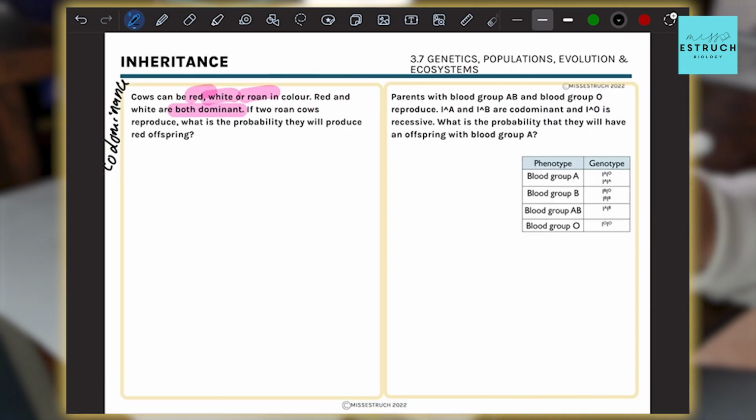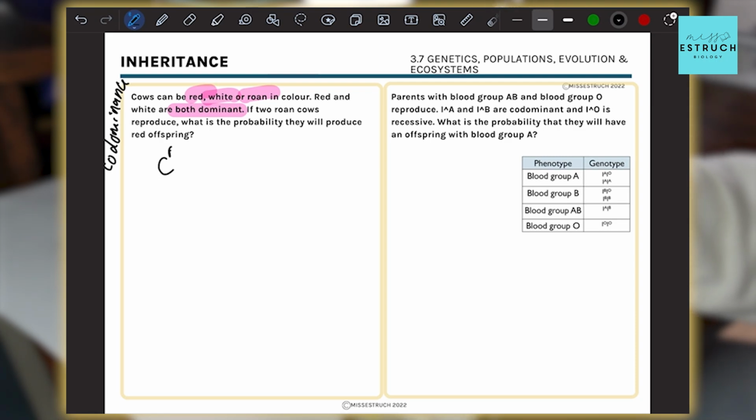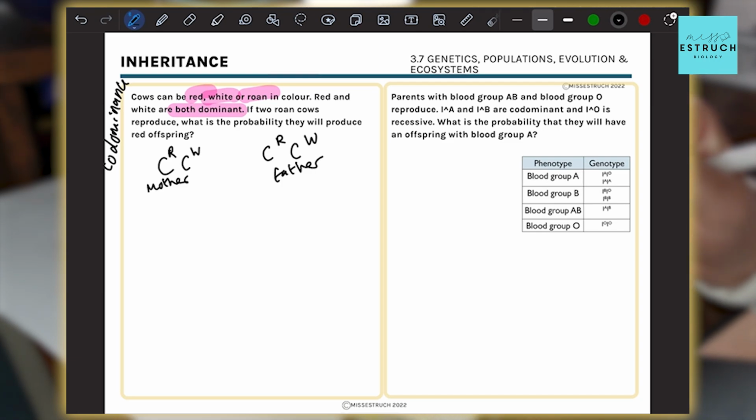This is codominance, which means you have to have a base letter to represent the gene. So I'm going to go for C as my base letter for colour to represent the gene, and then red and white and roan. So if red and white are both dominant, that means it'd be capital R, capital W, and roan must be the codominant phenotype because we have only got those 2 alleles. So if you've got 2 roan cows, that means they must both be CR, CW, CR, CW. There we go. So that's our parents' genotypes.